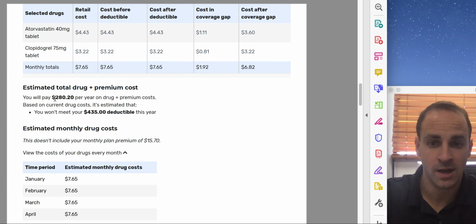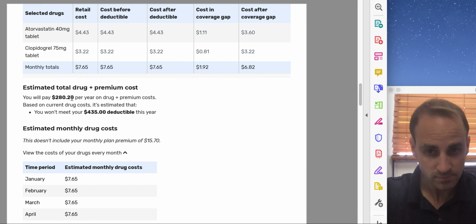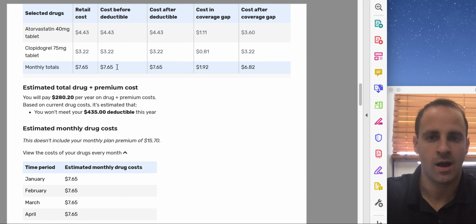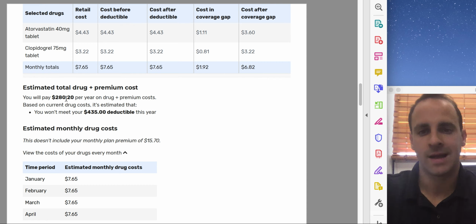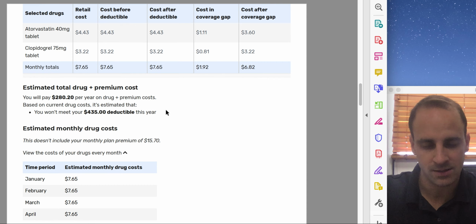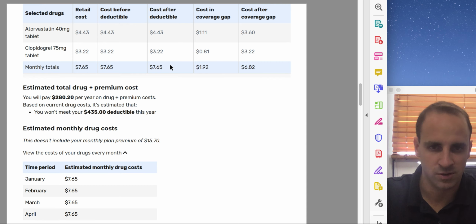And then it gives you that number for the year. If you use Walgreens, it's $280. Why is that? It's because you're paying the $1,570 a month, plus you're paying the $7 a month for copays. If you add that all up for the year, that's how you get the $280 for the year. Again, you won't meet the deductible, and it just gives you the breakdown for the drugs for each month, which is really the $765 for each of those months with that particular plan.